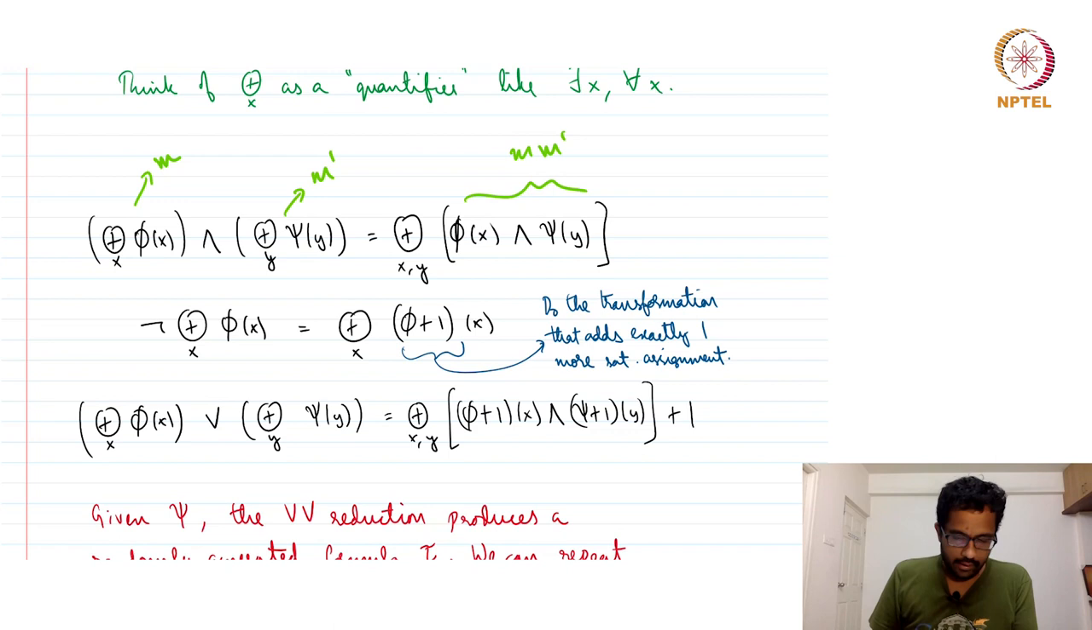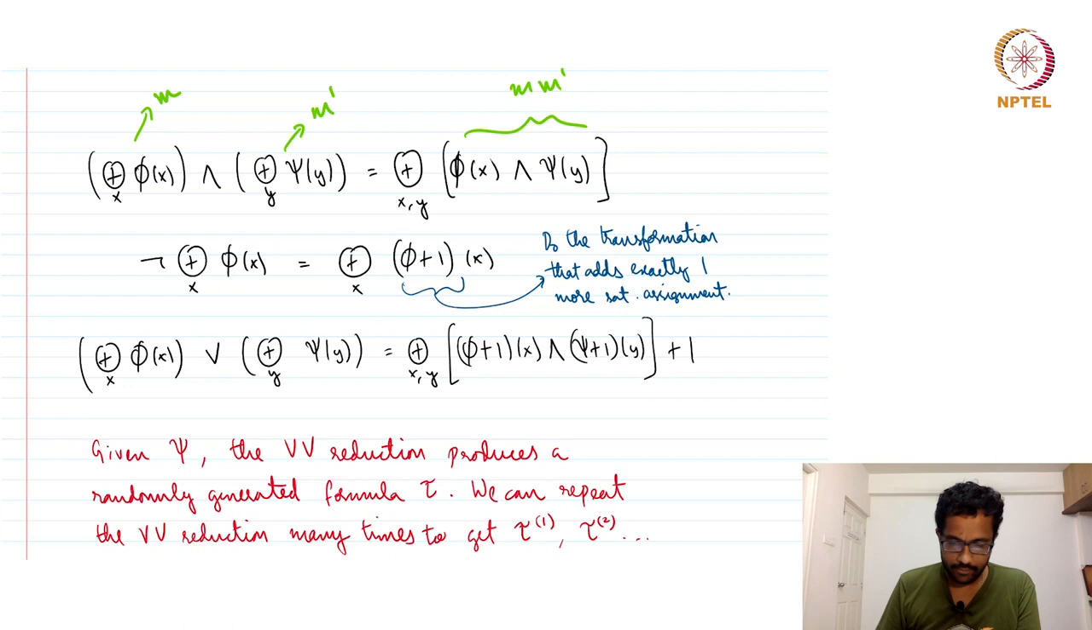And finally, OR. If you have two formulas and you want to do the OR, we already saw negation and AND, so the easiest thing to do is De Morgan's. So you can do a negation, AND, and then again a negation. Negation is just adding one. So we do phi plus 1 and psi plus 1, and then you take the AND and add 1. So basically it's negation, AND, and then again a negation, right? So this is OR using De Morgan's, right?